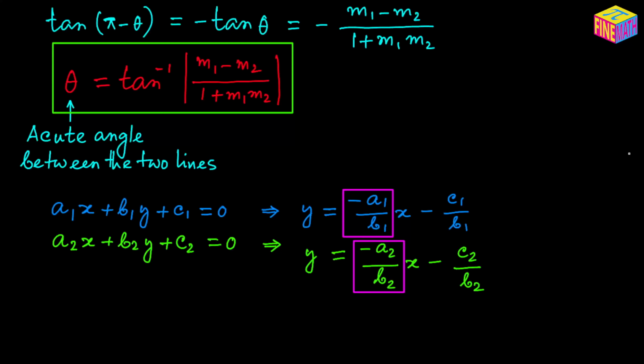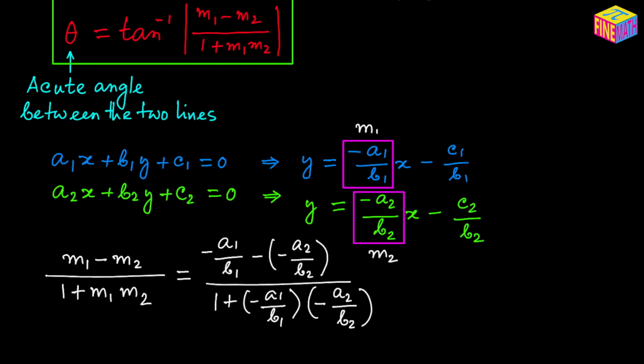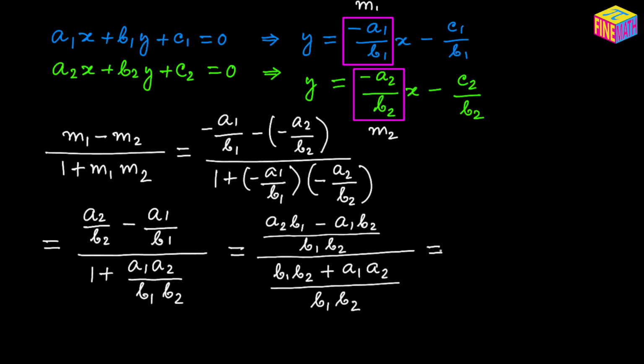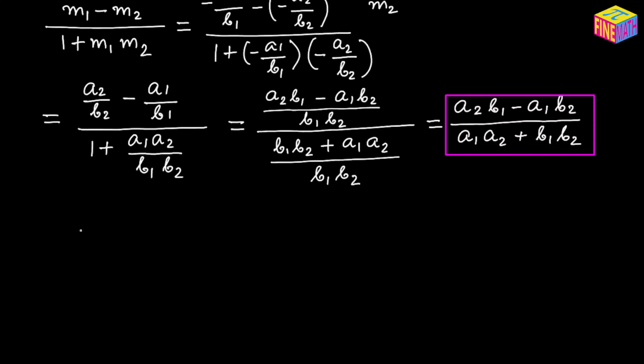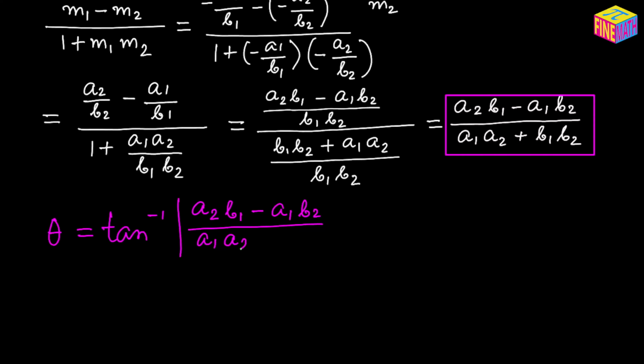Now if we use these values of the slopes in place of m sub 1 and m sub 2, let's see what we get. We're going to get something like this. And let's try to simplify, and from here we can say theta is equal to, which is the acute angle between the two straight lines, tan inverse absolute value of this expression, which is (a sub 2 times b sub 1 minus a sub 1 times b sub 2) over (a sub 1 times a sub 2 plus b sub 1 times b sub 2).